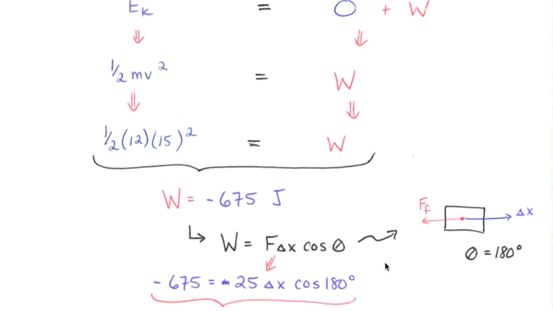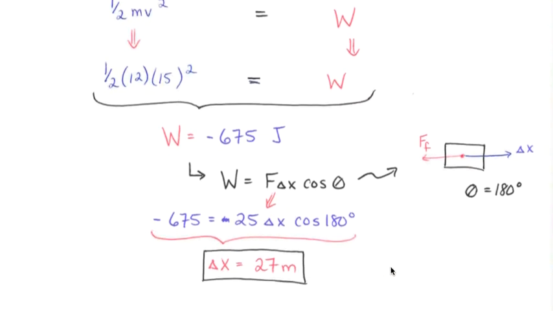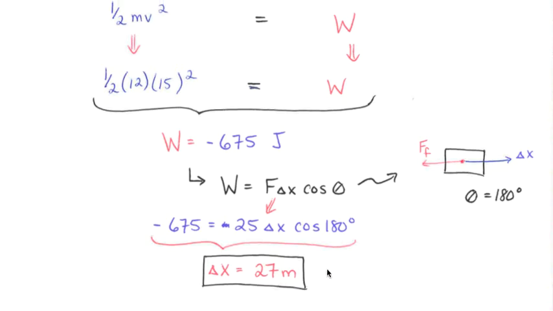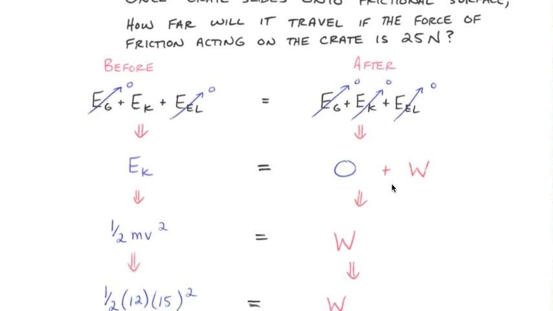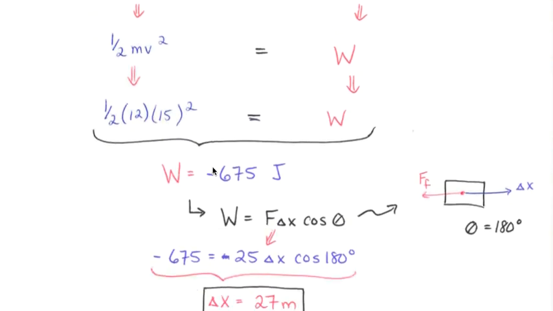I'll simply solve for my displacement and find that in order to bring this crate to rest and steal, so to say, all of its energy, to convert all of its energy to heat and sound, it must slide for a total of 27 meters. Again, just like to highlight the same process, one added step of taking the work I've calculated at the end and just relating it to the other equation we have to find the total displacement.